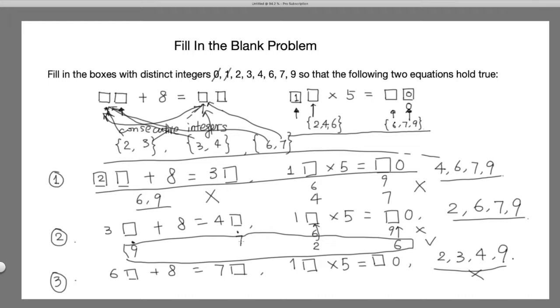So we only have one unique solution, which is 9726. And the whole answer is this is 39 plus 8 equals 47. And here is 12 times 5 equals 60.